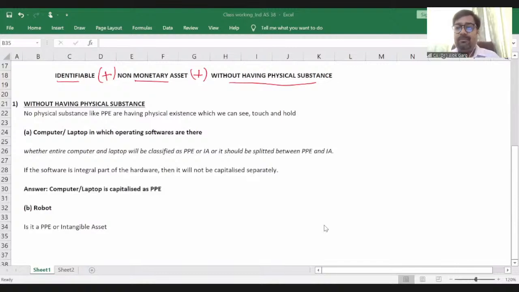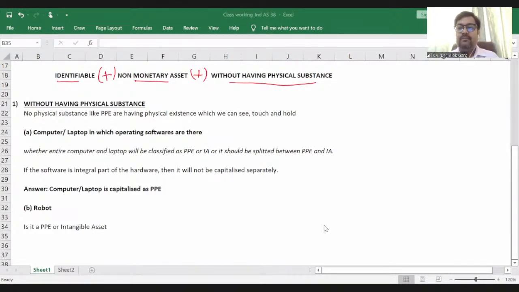Mahendra, computer is a PPE and it should not be split because the operating system is an integral part of the hardware, right? So J, the operating system is again an integral part of the computer and laptop, and it has to be capitalized as an entire computer and laptop as a PPE. Have you seen, when you buy a laptop, whether companies split the operating system and capitalize it separately, and capitalize the remaining part of the computer separately? I have never seen that.